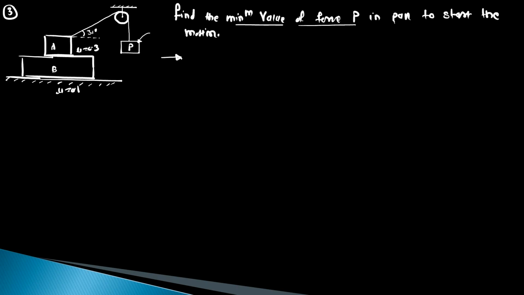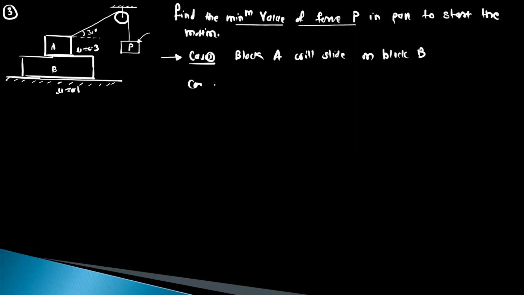So for this problem we have two cases. Case one, the block A will slide on the block B. So we can consider this motion when block A moves over the block B.